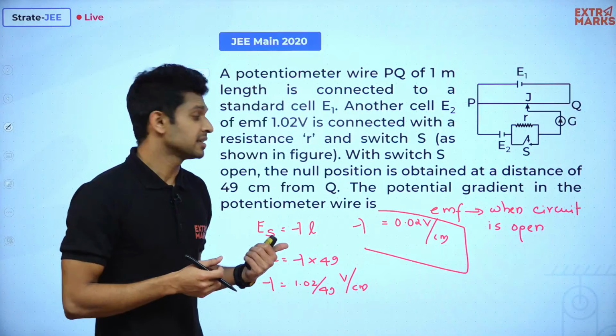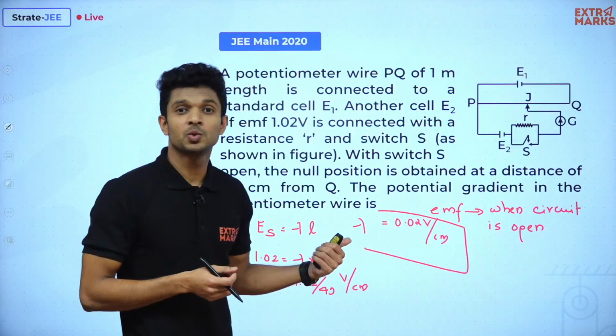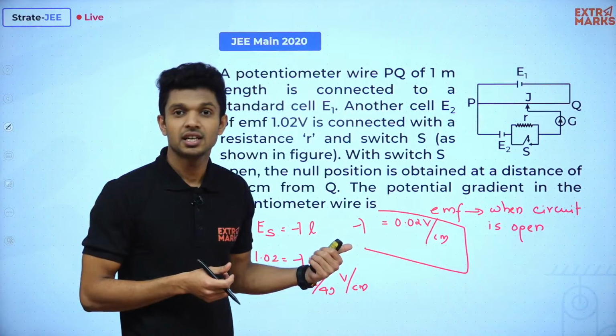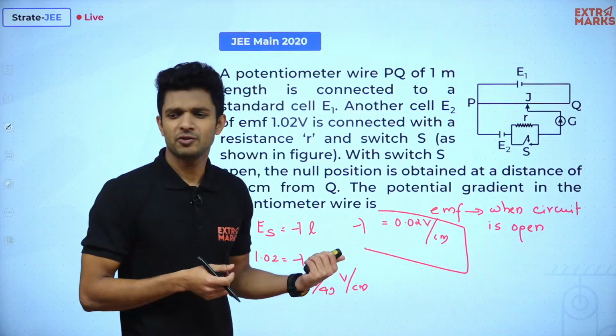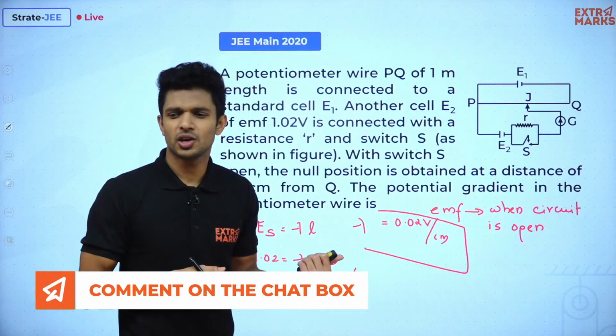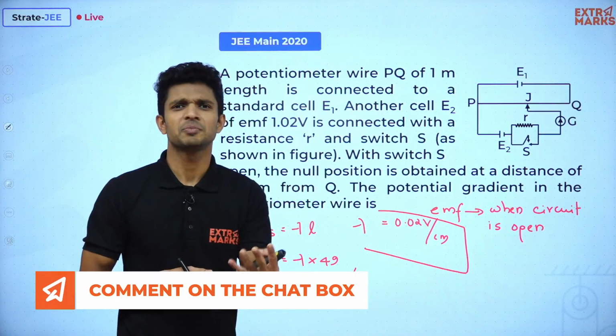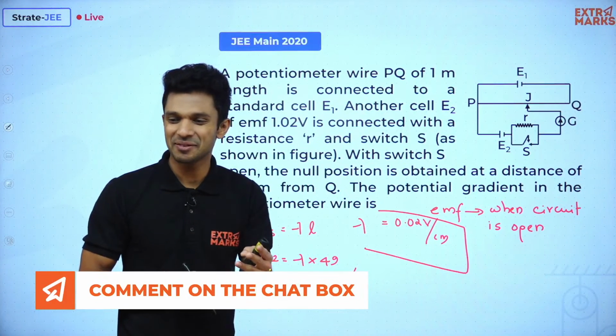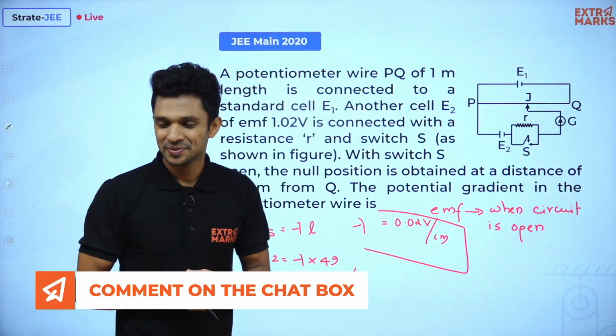So I hope the answer is clear to every one of you, which is 0.02 volt per centimeters, isn't it? Right? No more issues, no more doubts. Can we all go to the next question, everyone? If you are still active out there with full of energy, let me know how much energy you all have still now. Everyone?